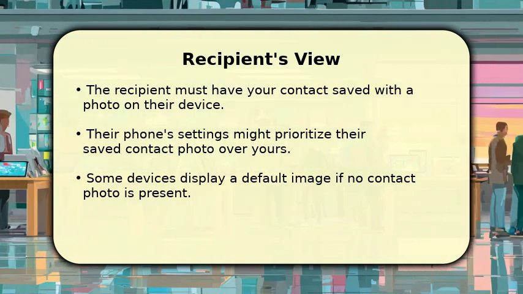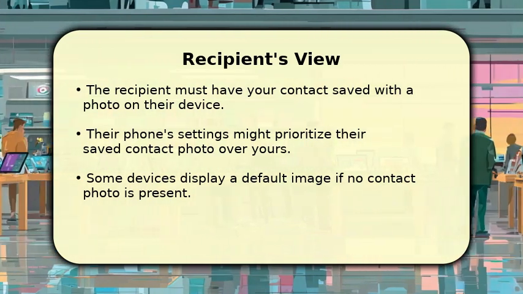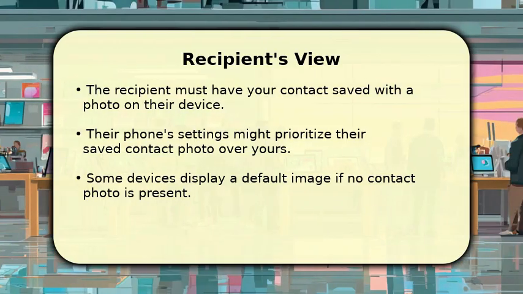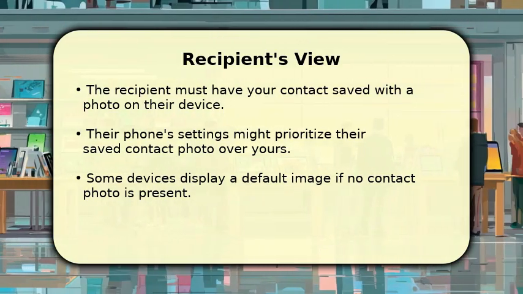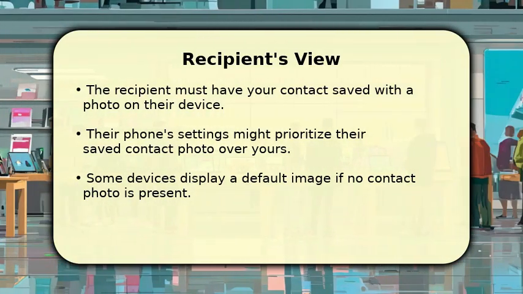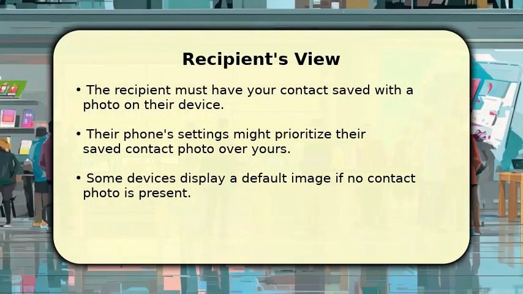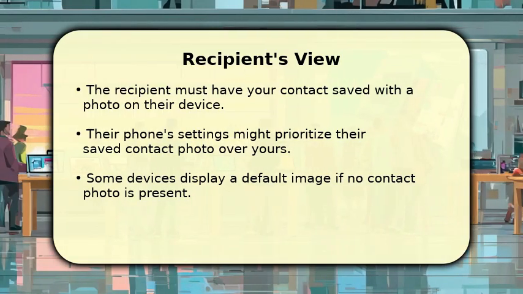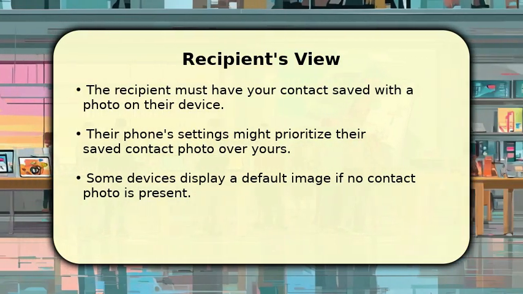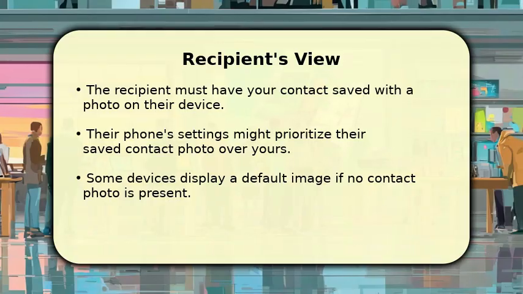Crucially, for your photo to appear, the person you are calling must have your contact saved in their phone, ideally with a photo already assigned. Their device's settings might prioritize their own saved contact picture over any image you transmit. If they haven't saved your contact, or if their settings are configured differently, their phone might simply display a default image or just your name and number.